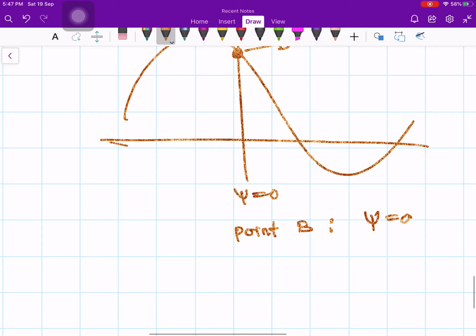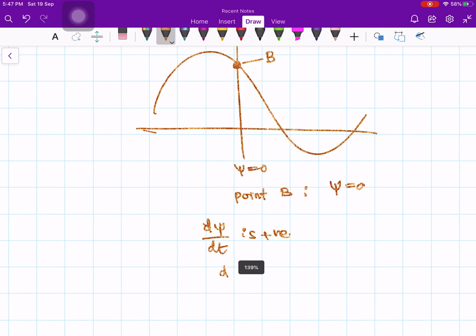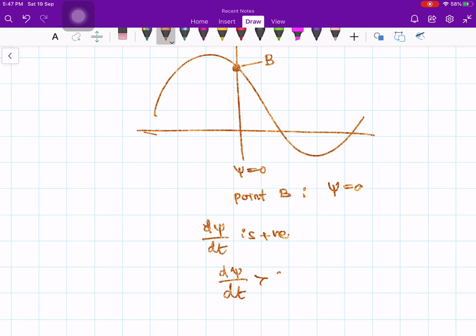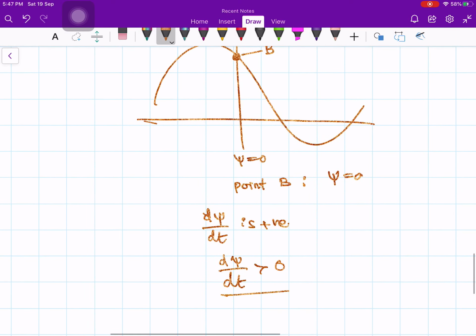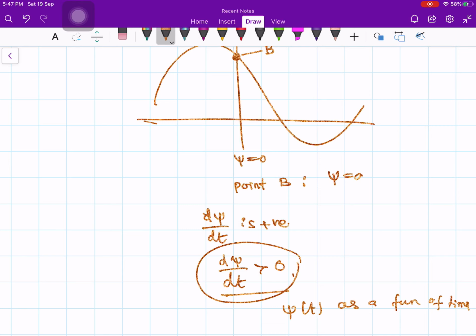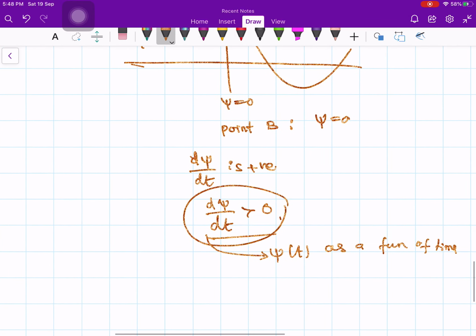Let us also understand another significance of the phase plane plot before you take the argument further. Let us consider a certain point in the phase plane plot where d psi by dt is positive. What does it mean? I am saying d psi by dt is positive, meaning greater than 0. If this condition is true, then what will be the nature of psi of t as a function of time? What can you say about that?